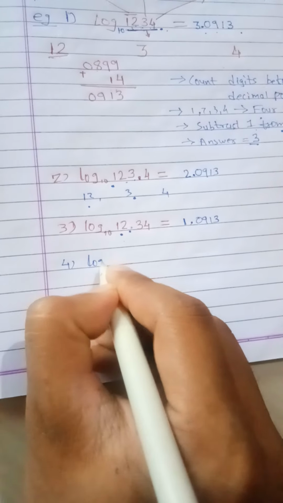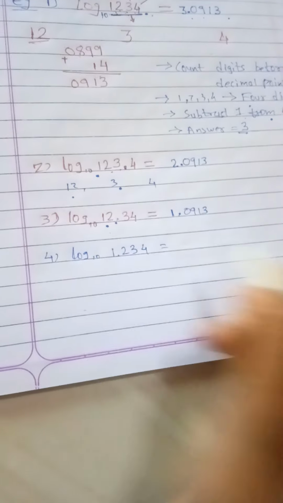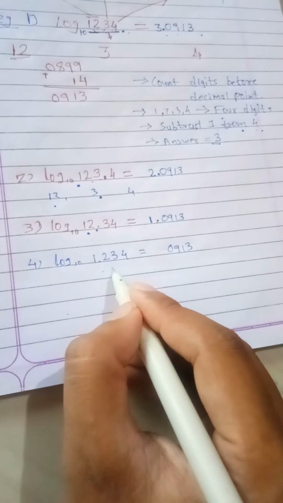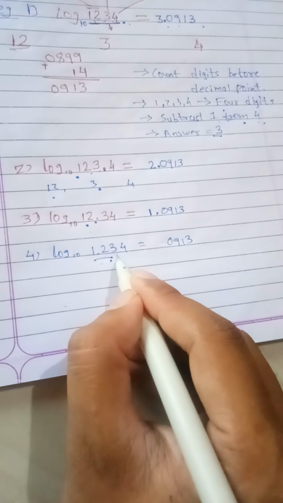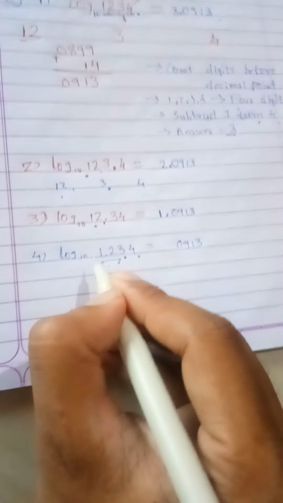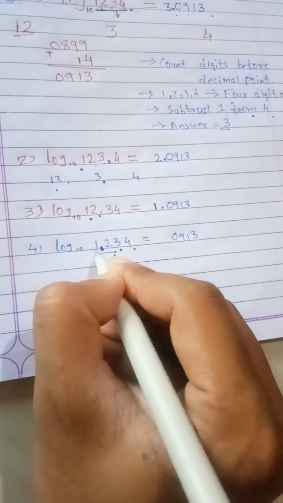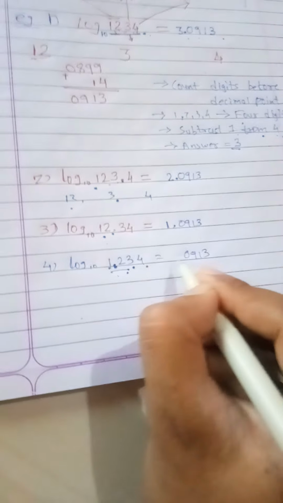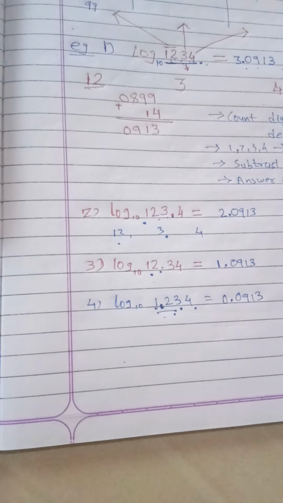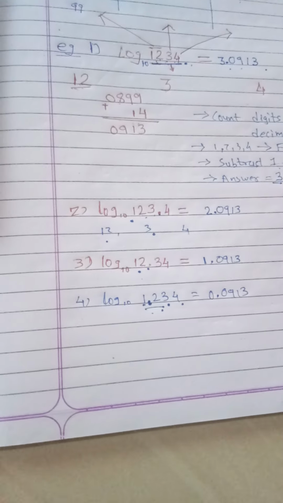Fourth, it is 1.234, so the same answer is 0913. 12 difference 3, mean difference 4. Okay, so here the point is here. Before that only one digit is there, 1 minus 1 is 0, so you have to put 0.0913. So it is your answer.